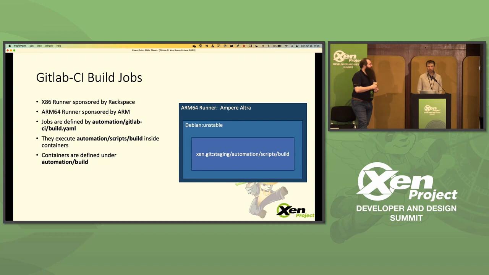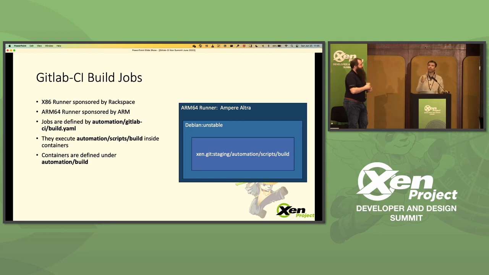So let's start with the build jobs. I'm going to take the example of the Ampere Ultra that's been sponsored by ARM. There is also the x86 runner sponsored by Rackspace, and Cubes. But the hardware runners I'm keeping for a special segment. These are the ones that run all of the build jobs. What they really do is execute the container that you define as part of the job. Let's say that you have a job with a Debian unstable container. They launch the Debian unstable container.